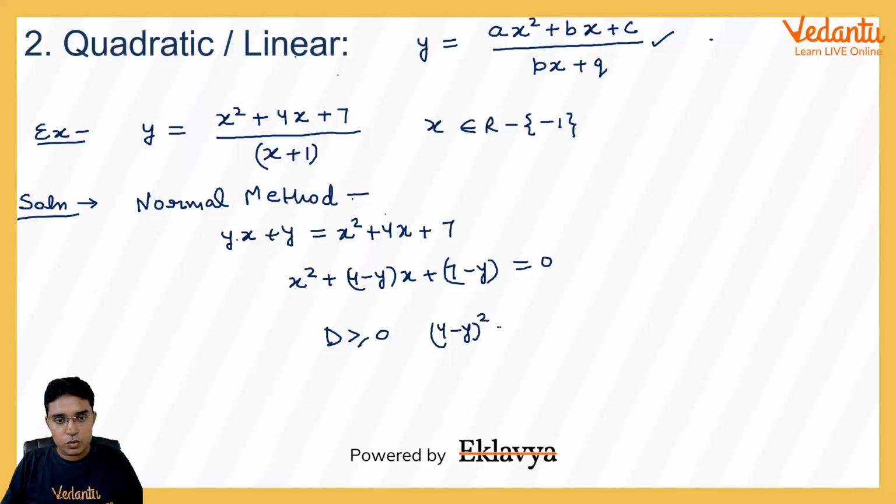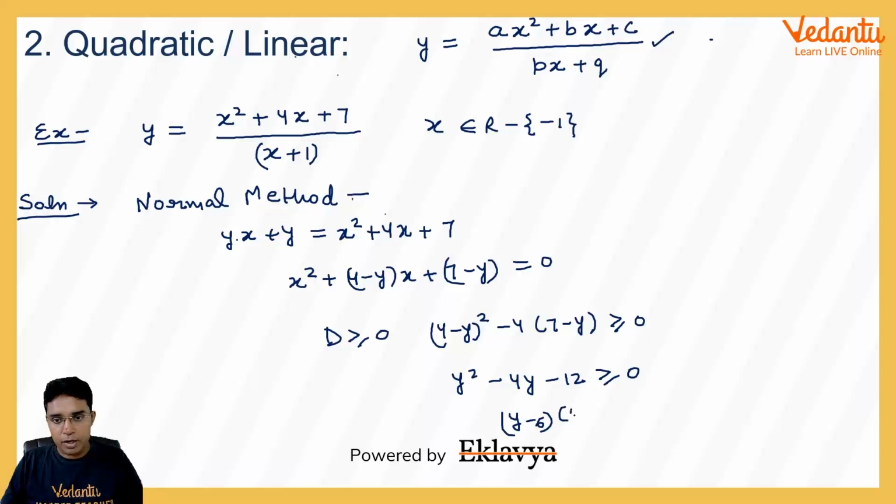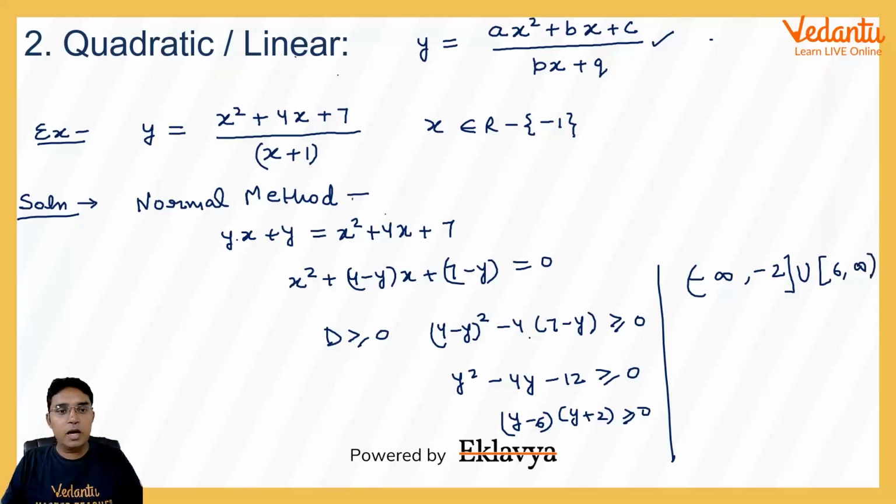4 minus y whole square minus 4 into 7 minus y greater than or equal to 0. If I do it fast, y square minus 8y plus 4y, so I think it will be minus 4y only, and 16 minus 28, so minus 12, greater than or equal to 0. So I think minus 6 plus 2, yes. So y minus 6 is one factor and y plus 2 is another factor. So the range here will be from minus infinity to minus 2, close bracket, union 6 comma infinity. So that is how we do such questions.